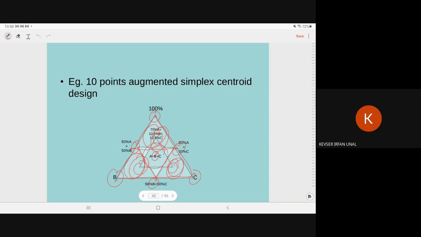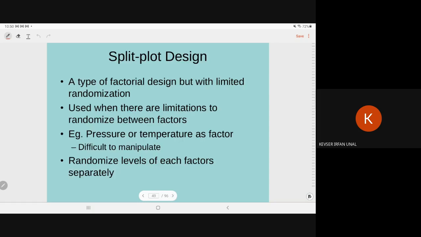Okay. Actually, we have another 10 more minutes, so I think let's just finish this off. The last one is split plot design. I've mentioned it just now based on the question by Kausar. Split plot design is a type of factorial design. It is similar to factorial design, but with limited randomization, and used when there are limitations to randomize between factors.